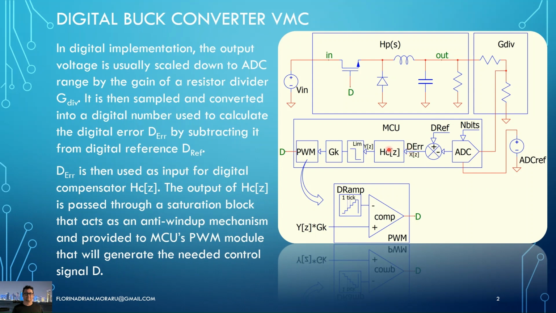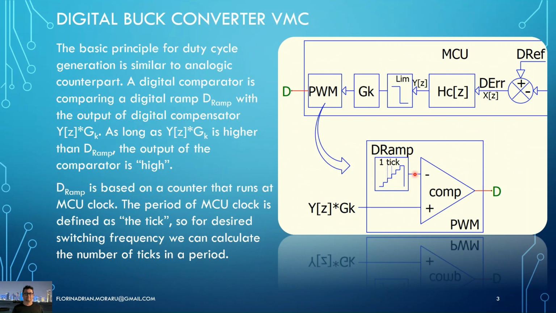Then this digital error is applied to the digital compensator, and the output of the digital compensator goes through an anti-windup mechanism, and then it goes to the PWM block to generate the needed duty cycle. The basic principle inside the PWM block for the duty cycle generation is similar to the analog implementation. So we have a digital comparator this time, and a digital ramp, which is realized with a counter, and which is one of the inputs of the comparator. The other input of the comparator is the output of the digital compensator.